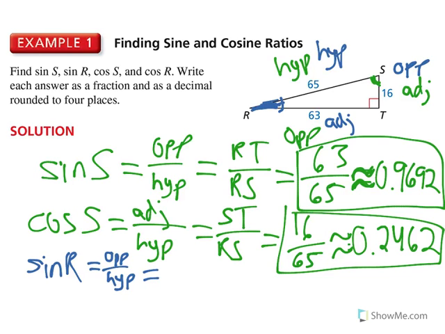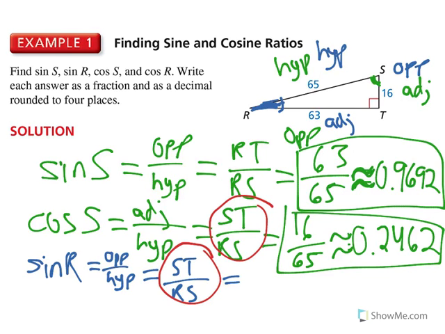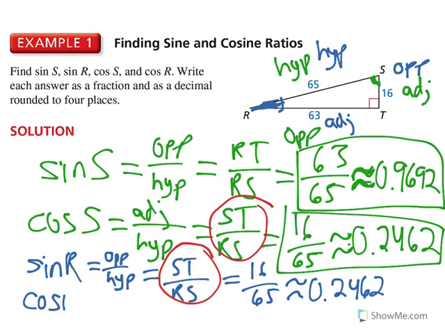And so if I do opposite of r, now is my s t over my hypotenuse of r s. If you notice here, this is the same as the cosine of s was. So that means we're going to have the same values to plug in. So I have 16 over 65, and it's going to give me the same decimal. It's going to give me approximately 0.2462. Now if we do cosine of r, cosine of r gives us our adjacent over hypotenuse.